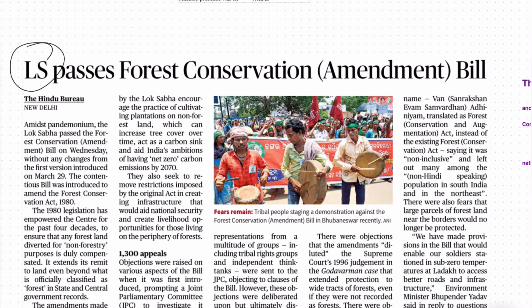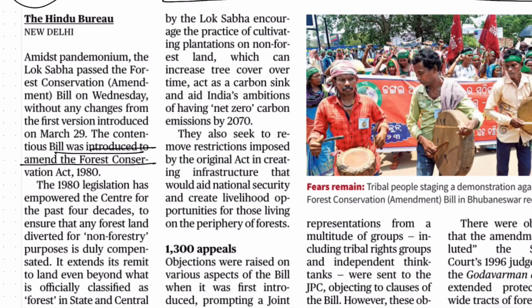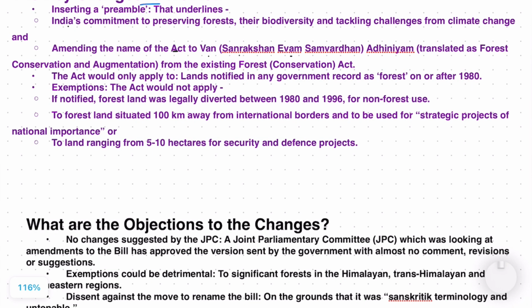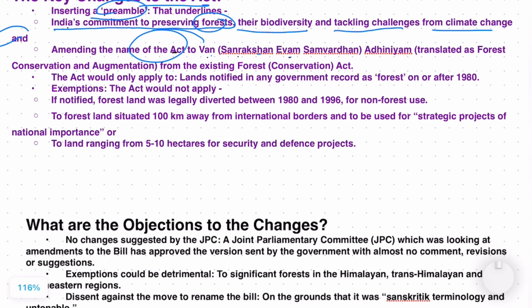Yesterday our Lok Sabha passed a very important amendment bill, the Forest Conservation Amendment Bill, which was introduced to amend the Forest Conservation Act 1980. The key changes to the Act: inserting a preamble that underlines India's commitment to preserving forests and their biodiversity, and taking on the challenges of climate change. The Act also changes its name to Van Sanrakshan Evam Sanvardhan Adhiniyam, translated as Forest Conservation and Augmentation, from the earlier name Forest Conservation Act.